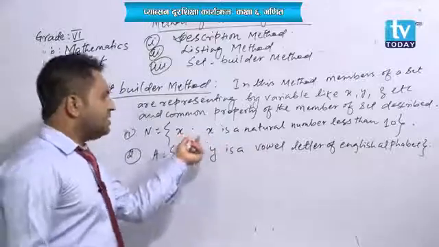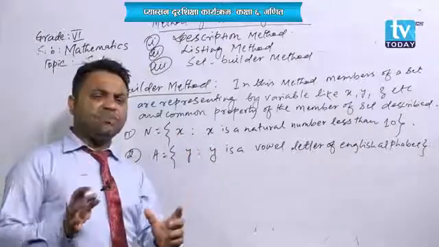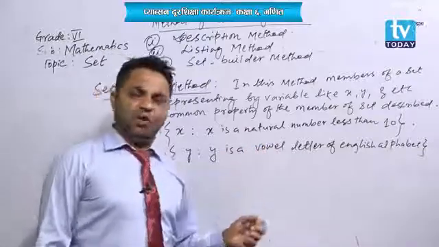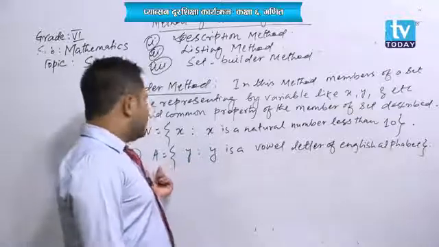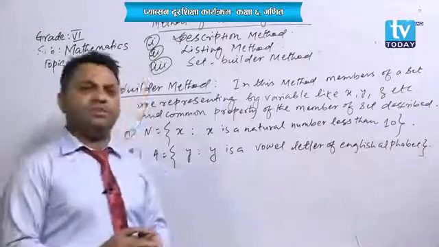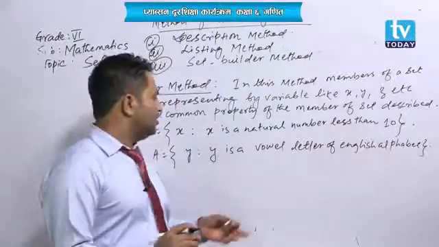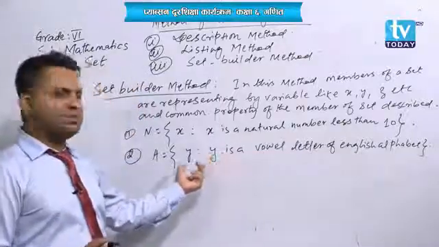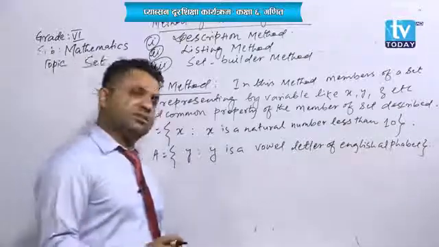Here small x, this is the set builder method. Here x represents all these natural numbers less than 10. x denotes all the natural numbers less than 10: 1 2 3 4 5 6 7 8 9. And another set E: y such that y is a vowel letter of the English alphabet, that is, vowel letters of the English alphabet means A, E, I, O, U. In this way also you can represent a set. This method is called the set builder method.